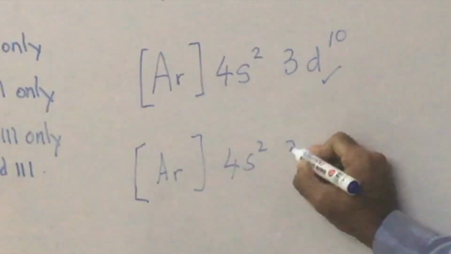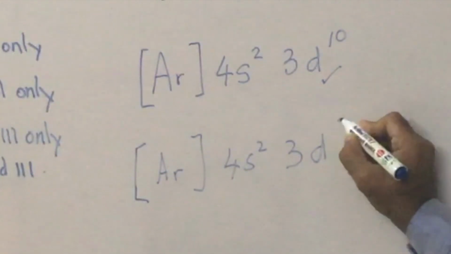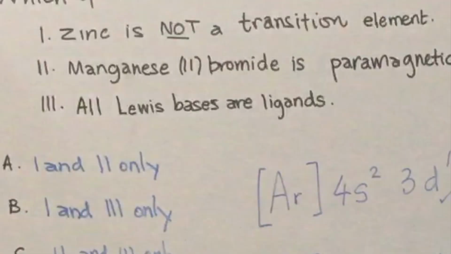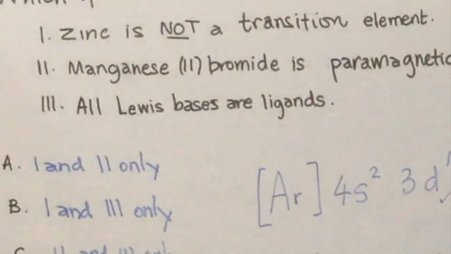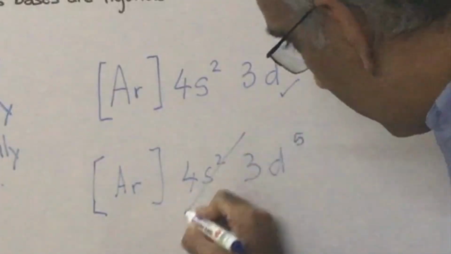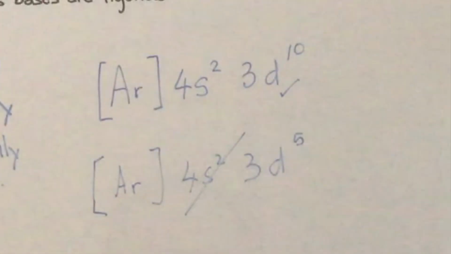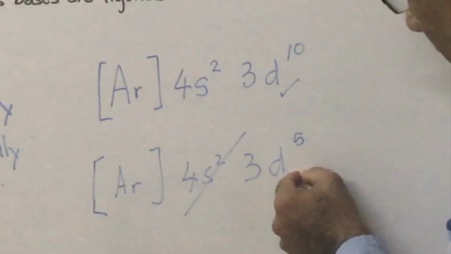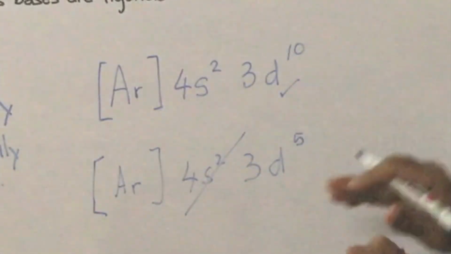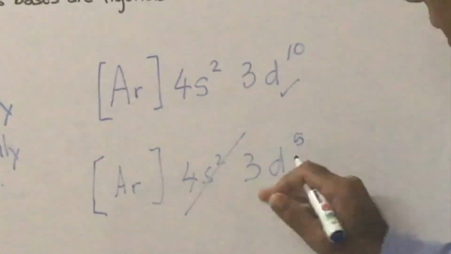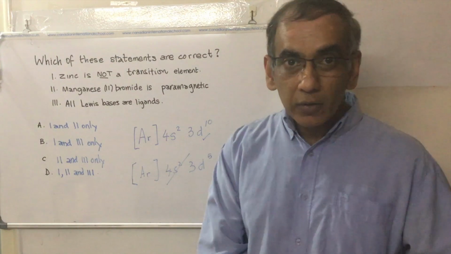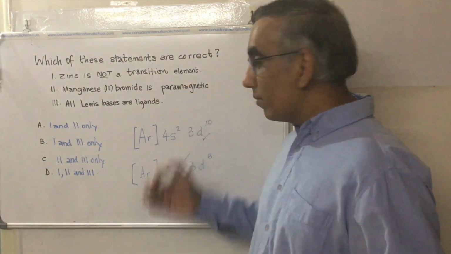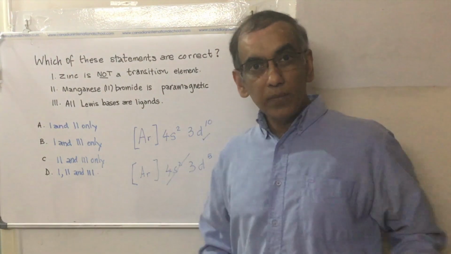4s2 3d5. That's manganese, and when it forms Mn2 positive as part of manganese bromide, what's lost are these 4s2 electrons, leaving you with 5 unpaired electrons, all with their spin in the same direction here in this d subshell, making it, of course, a very good case for paramagnetism because of these unpaired electrons.